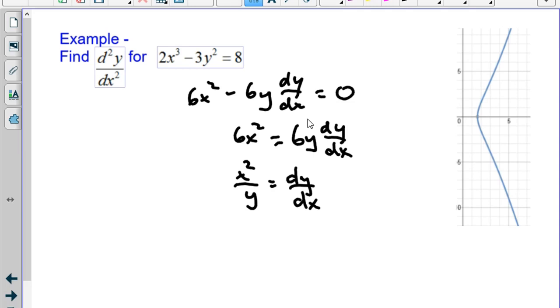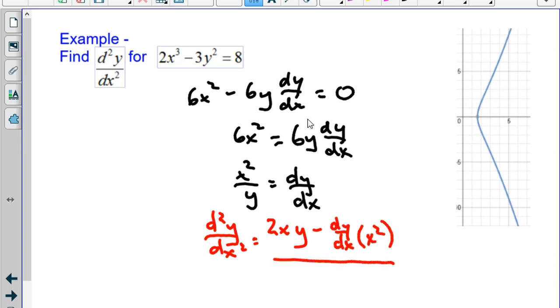We will then take the second derivative. If we take the derivative of dy/dx, that becomes d squared y over dx squared. What that really means is we're taking the derivative of y with respect to x twice. So when we do that, we will have to do the quotient rule. The derivative of x squared is 2x times the denominator, which is y, minus the derivative of the denominator, which is dy/dx, times the numerator, all over the denominator squared.